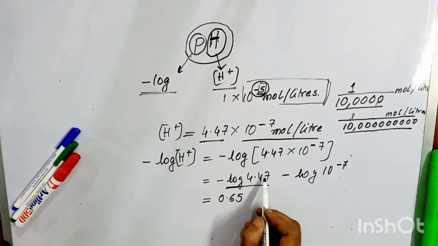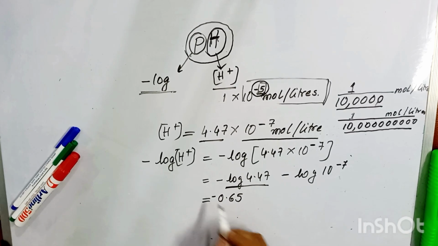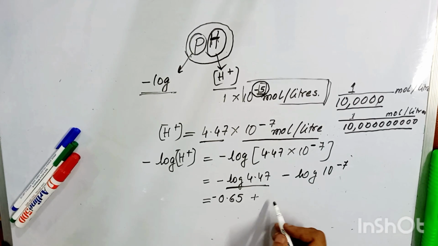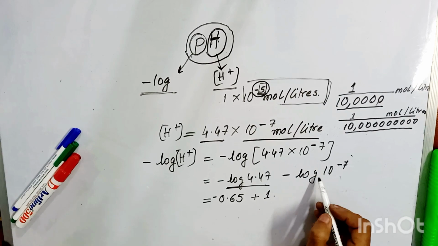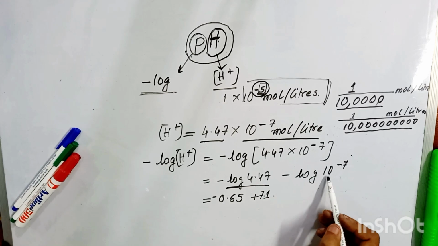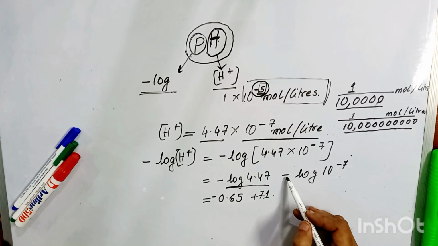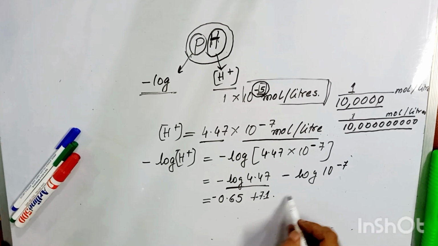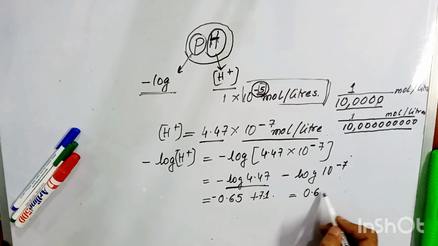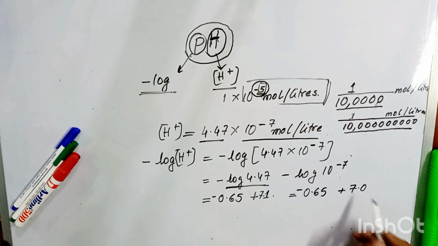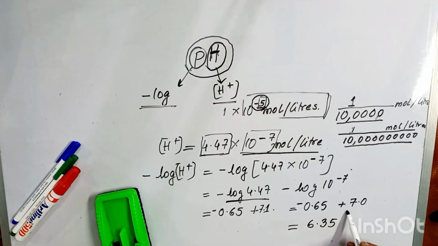The log of 4.47 is 0.65, so negative 0.65, and the negatives cancel each other and it becomes a positive value. Log of 10 is 1, and this 7 comes here, 7 into 1, and the negative goes away, it becomes positive. So 7 into 1 is 7, so negative 0.65 plus 7.0. What is it actually? 7 minus 0.65 is 6.35.